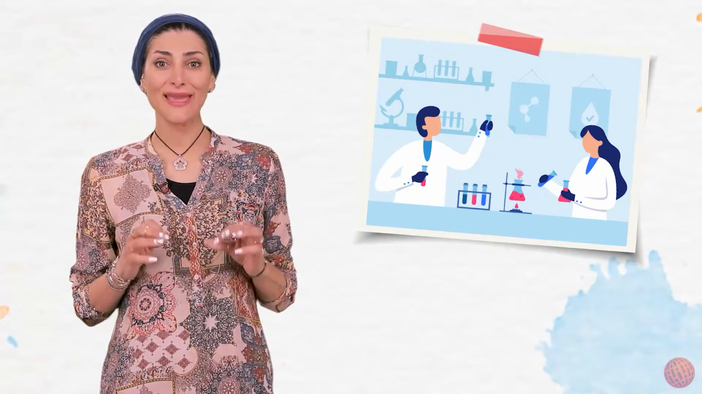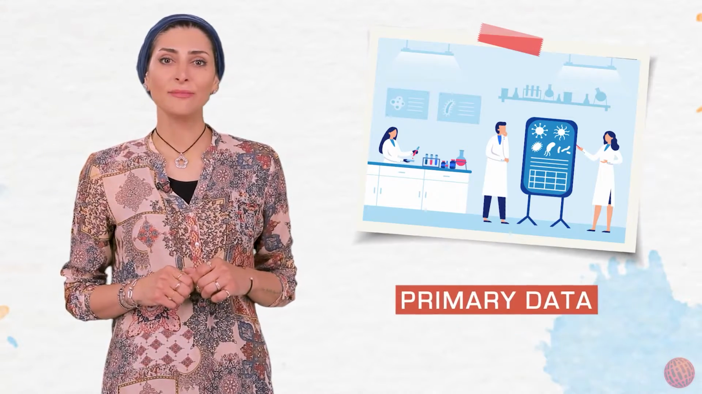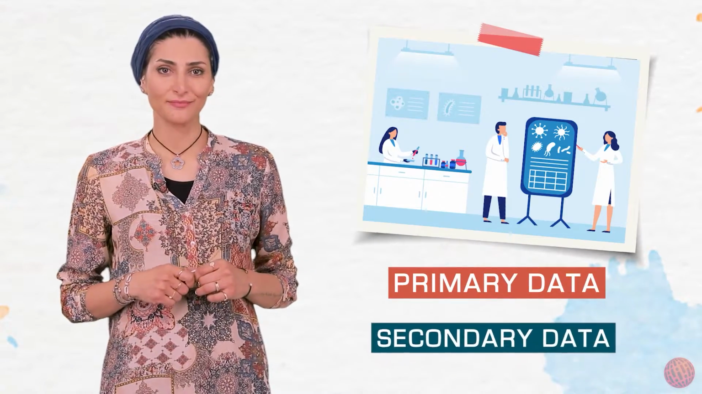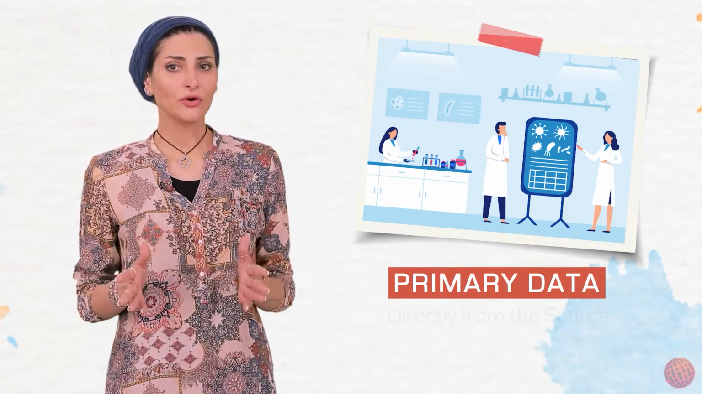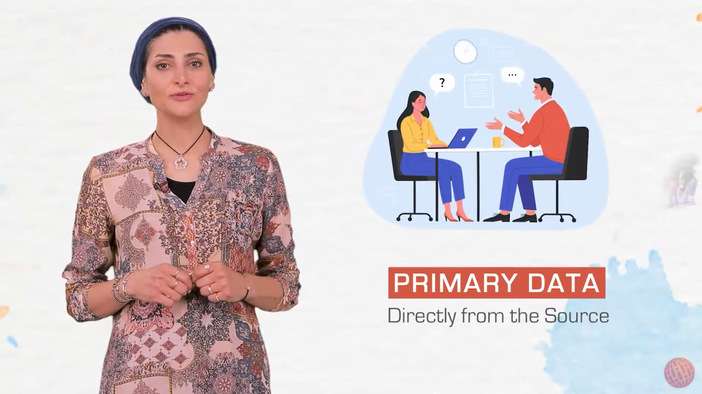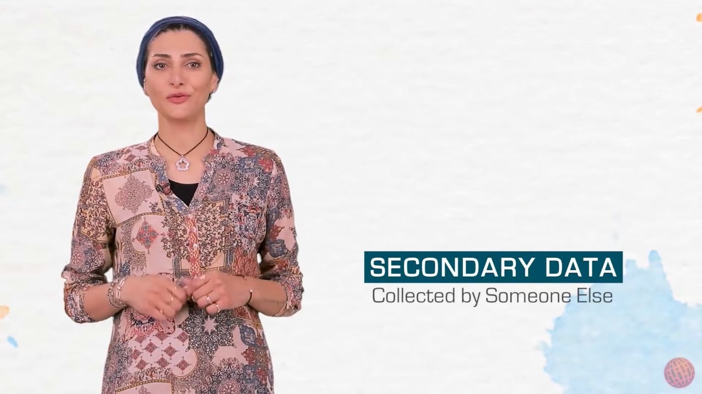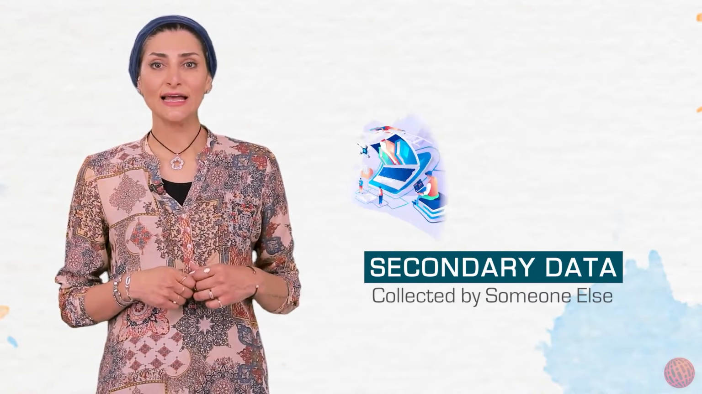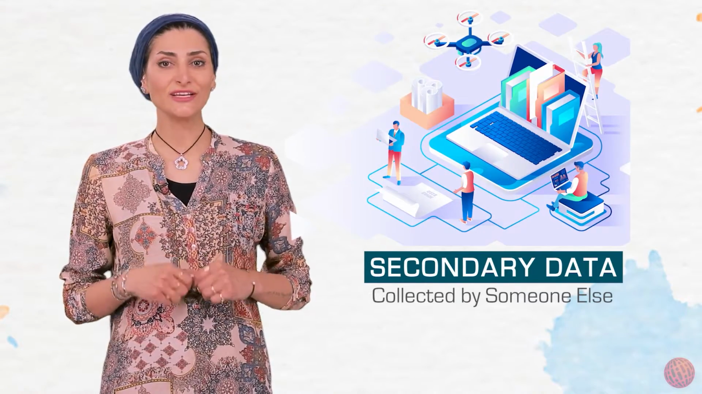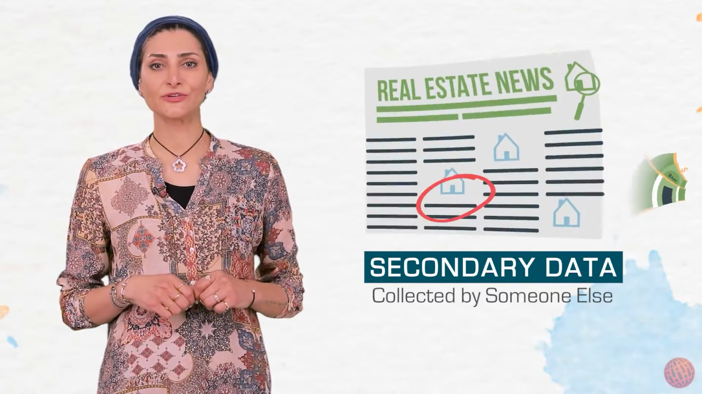When conducting an investigation or an experiment, you may deal with data. Data could be of two types: primary data and secondary data. Primary data, which you collect directly from the source through experiments, interviews, and surveys. Secondary data, which has been collected by someone other than you. This includes data collected by specific organizations, government departments, or by others through research.